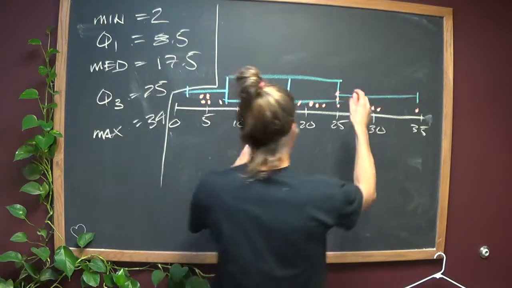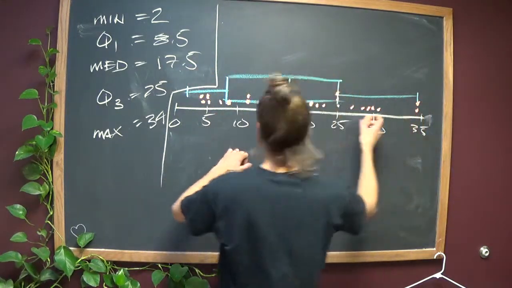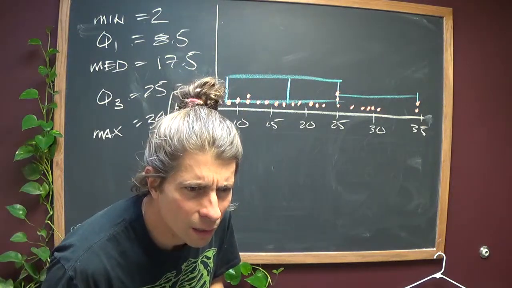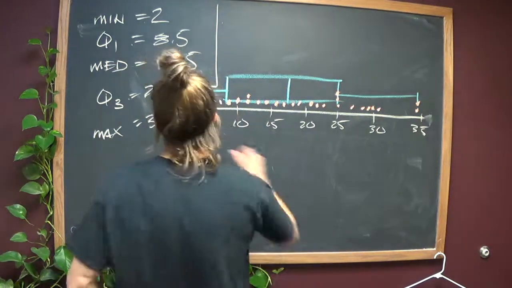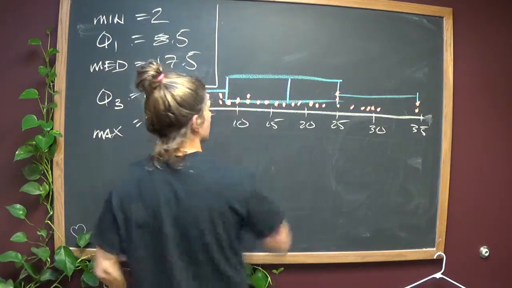8, 34, 10. Oh, 34s, that's kind of cool. 2 max values. And 2, 8. There's our min, and 8. And there's your box plot.